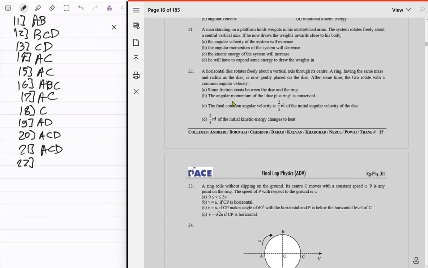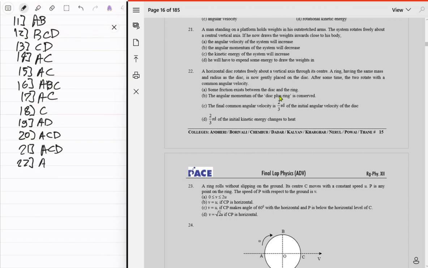Next, the horizontal disk rotates freely about a vertical axis through its center. A ring having the same mass and radius as the disk is gently placed on the disk. After some time, the two rotate with a common angular velocity. Some friction exists between the disk and the ring, of course, otherwise this would not happen. So just A is correct.